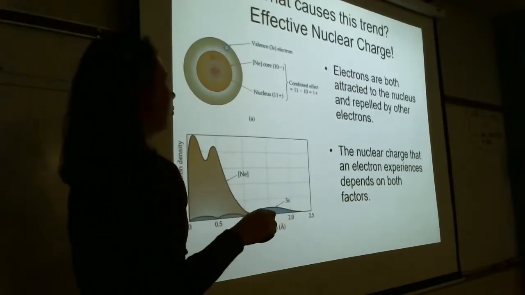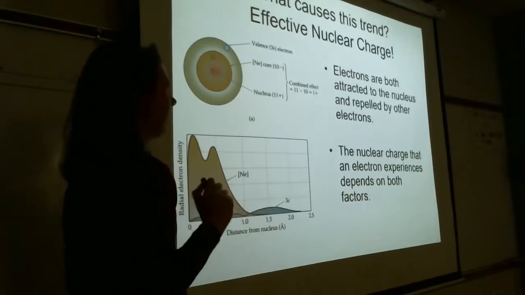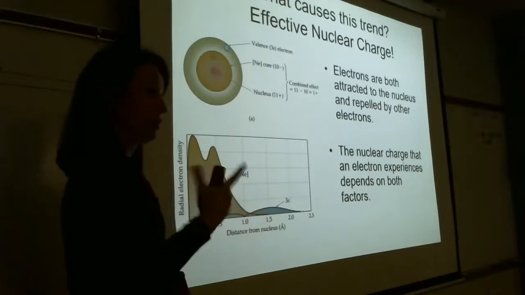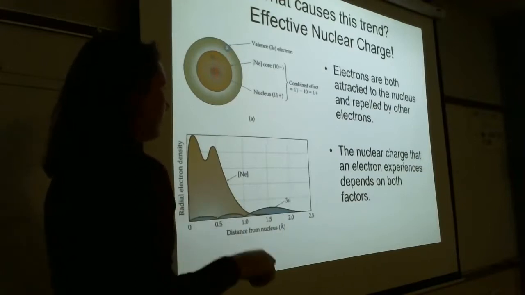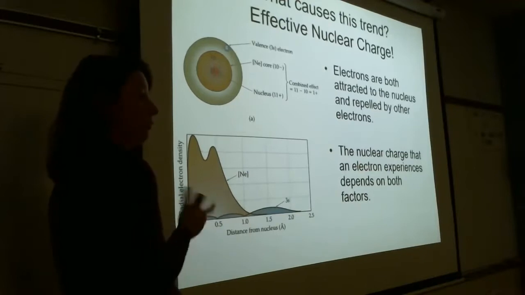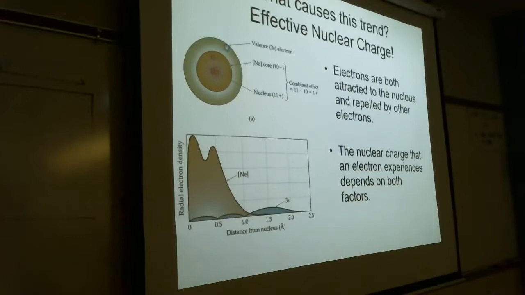Okay, so our electrons are attracted to the nucleus, right? Because there are protons hanging out in the nucleus. And they're also repelled by other electrons, right? Electrons are going to repel each other, but they're going to be attracted to the nucleus. And so the nuclear charge that any electron experiences is going to be the effect of both of those factors, right? Does this make sense? Electrons will repel each other, but they're going to be attracted to the nucleus.